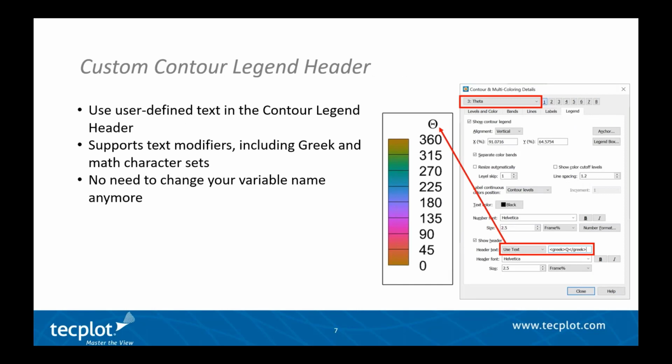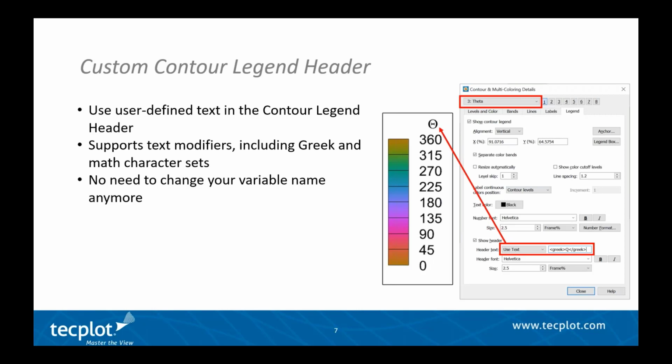So in our previous release, 2021 R2, we introduced this new capability to define the text that you want to use on the contour legend. Previous releases, in order to have a custom piece of text up there, you had to actually change your variable name, which was a bit of an annoyance.